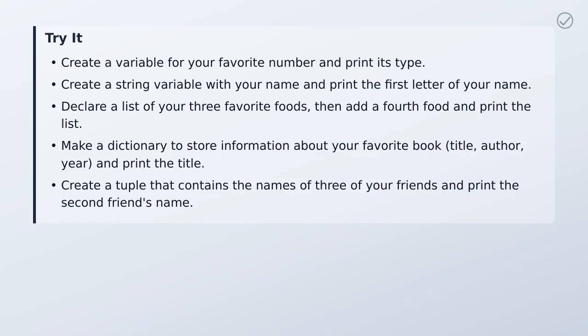Also, declare a list of your 3 favorite foods, then add a 4th food and print the list. Also, make a dictionary to store information about your favorite book: title, author, year, and print the title. Finally, create a tuple that contains the names of 3 of your friends and print the second friend's name.